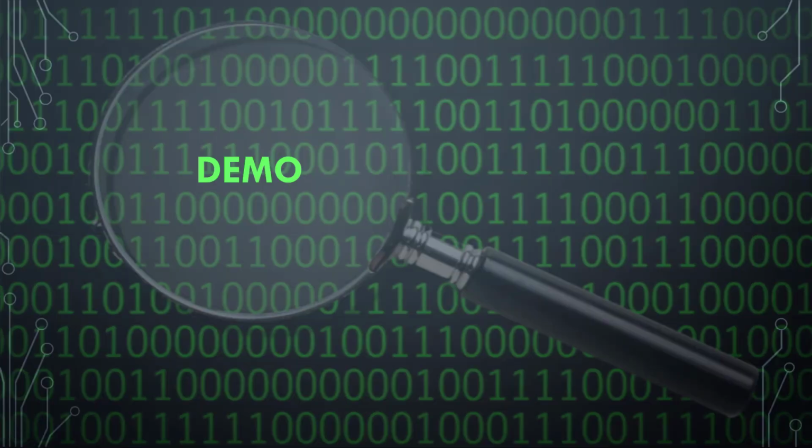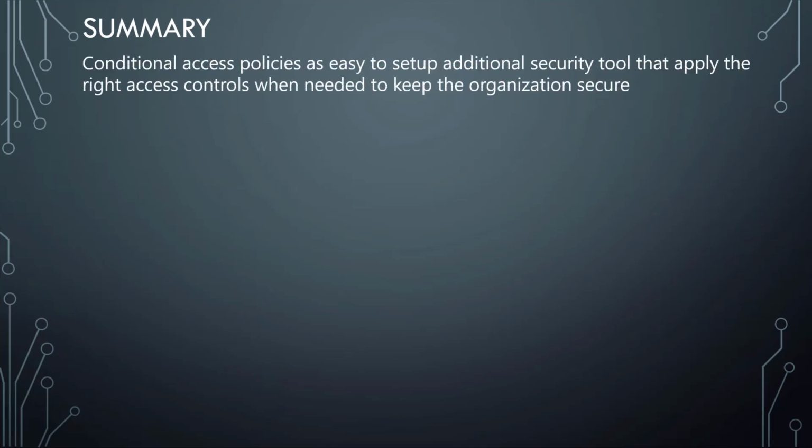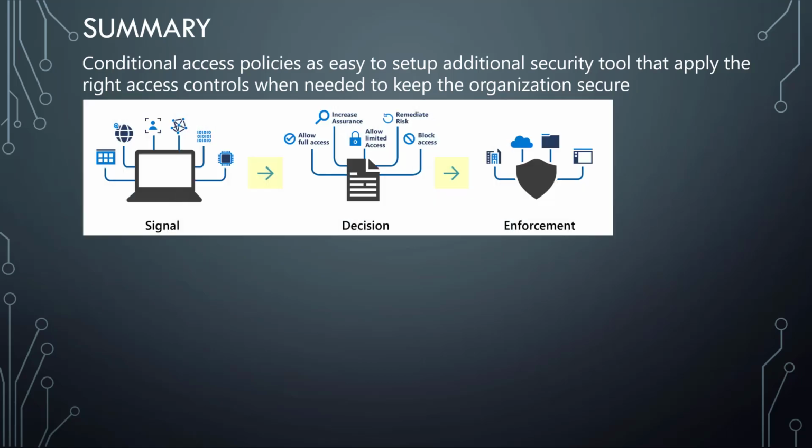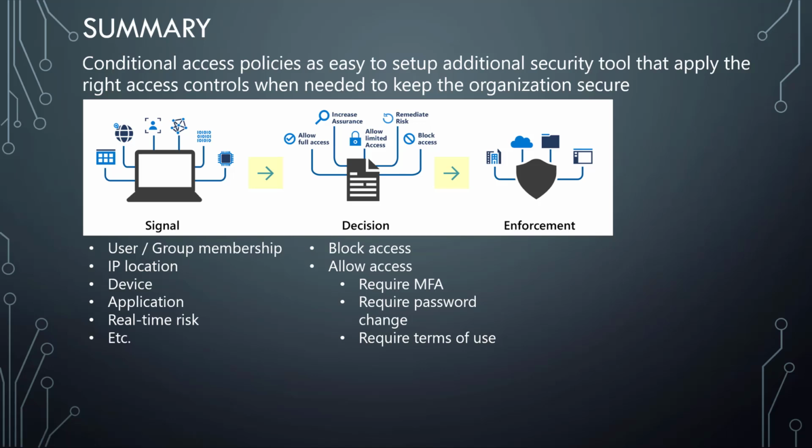Okie dokie, after this short demo, here's some closing remarks. So first, conditional access policies are quite easy to set up, even if you have to go to Entra or Azure. And what you can do is, of course, depending on a signal, which can be, for example, a user, a group, IP location, device, application, a real-time risk that is identified, you can make a decision, for example, block or allow the access depending on some other conditions, and then enforce who can have access to this.